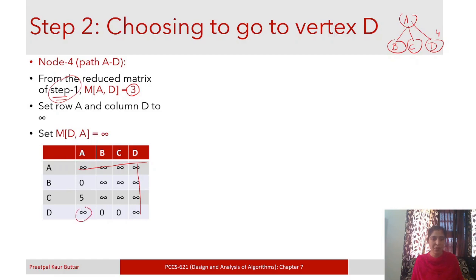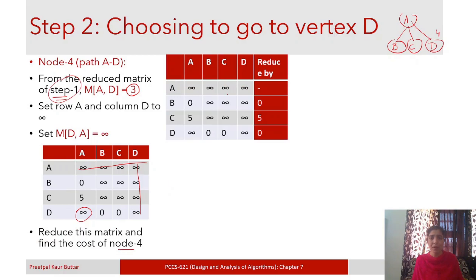So this is also set to infinity. Okay, so now we will reduce this matrix row wise as well as column wise to find the cost of node 4. When we reduce it row wise, the first row is infinity, in the second row the minimum value is 0, in the third row it is 5, in the fourth row it is 0.